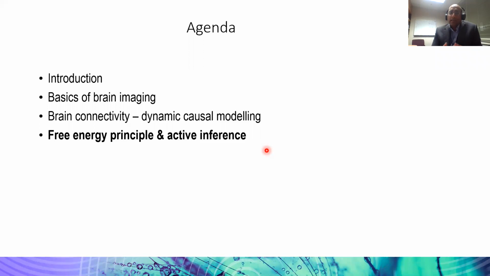This is a unified theory of how biological systems exist. It is an umbrella theory which can be used to develop very good artificial agents which can have near biological intelligence. So this is something I would like to introduce and discuss a little bit. I don't have much time, so I won't be able to go into much detail, but what is active inference?